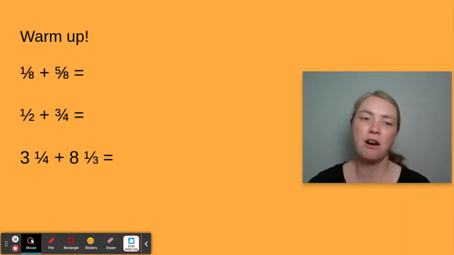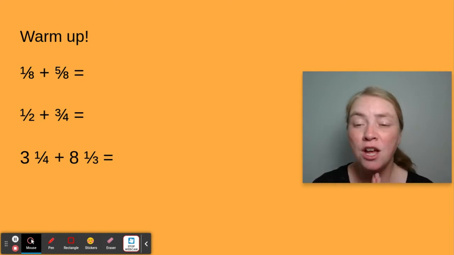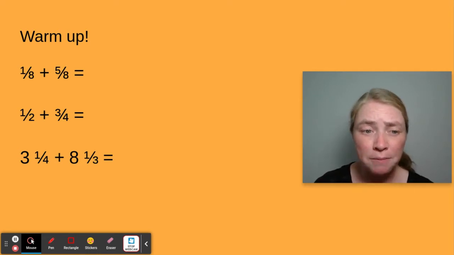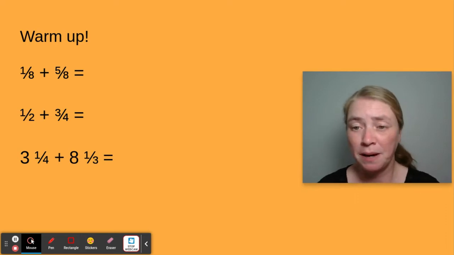Okay, now we're ready for our warm-up. So today we're going to be adding 3 different sets of problems. So we have 1/8 plus 5/8, we have 1/2 plus 3/4, and we also have 3 1/4 plus 8 1/3. So you'll notice that we have a mixture here of unit fractions, proper fractions, and mixed numbers. We are not adding improper fractions in these particular warm-ups. But I'll take you to the separate sheet of paper, we'll solve those, and then we'll get on with today's work.